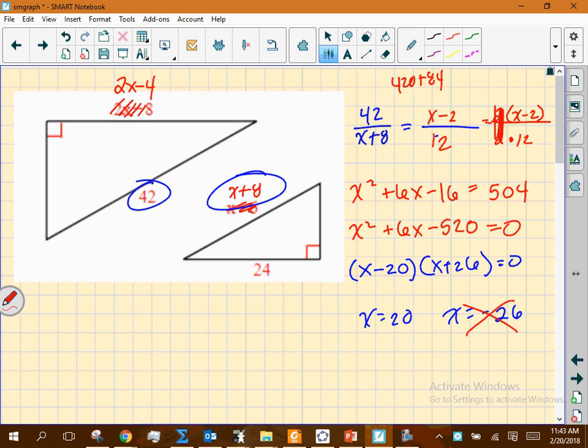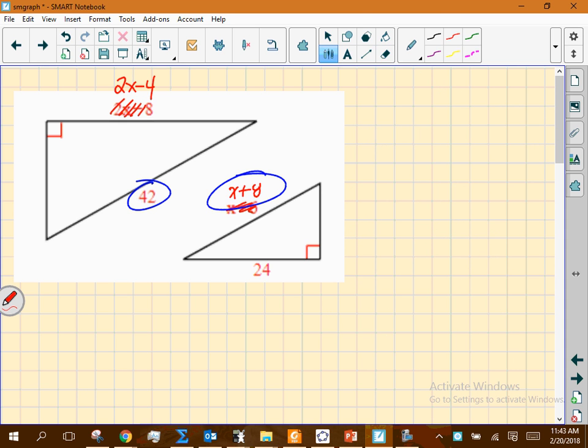Now, I think that's the most efficient, that's the best way to approach it, okay? Let's go back through, see if we reproduce the same exact answers using a different approach, and maybe not using all the simplification that I went through. So if I go, we have 42 over x plus 8 is equal to 2x minus 4 over 24.